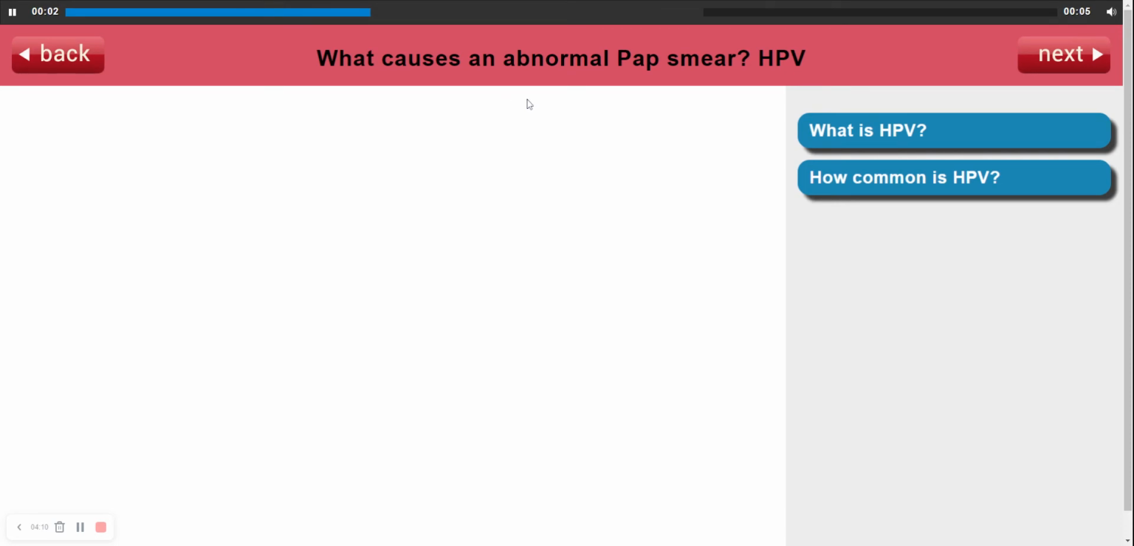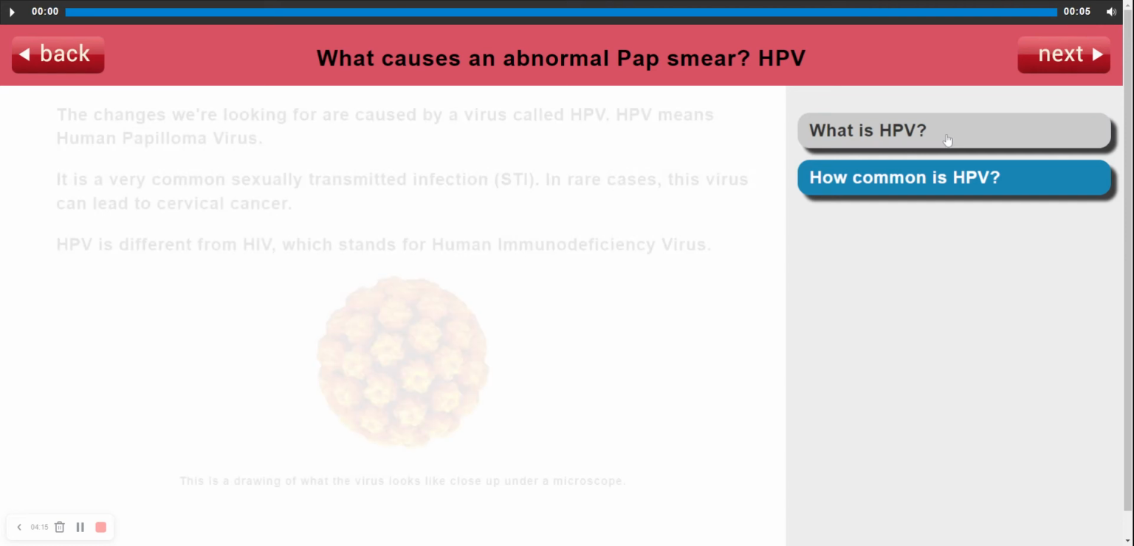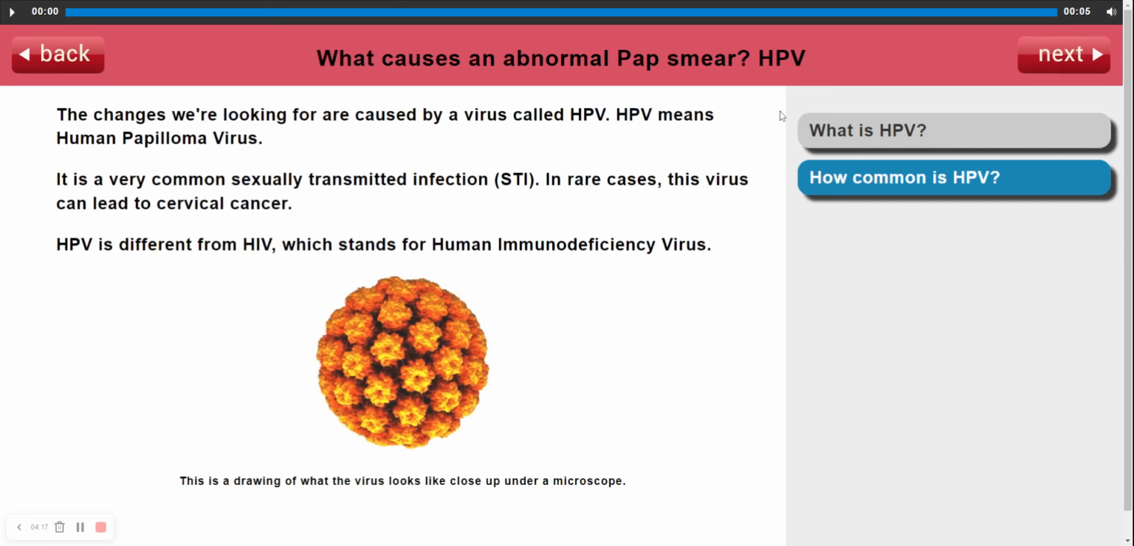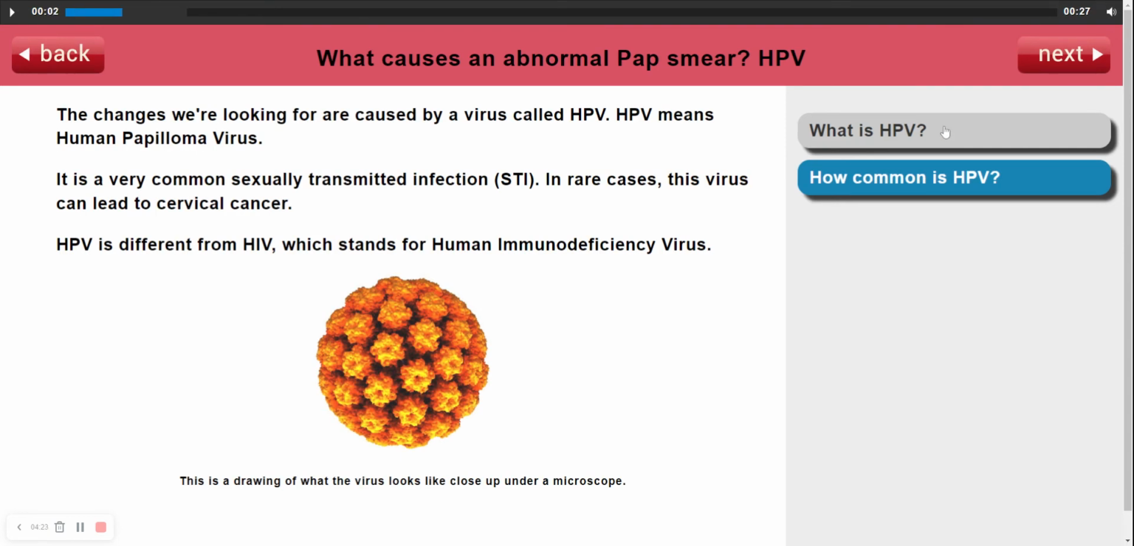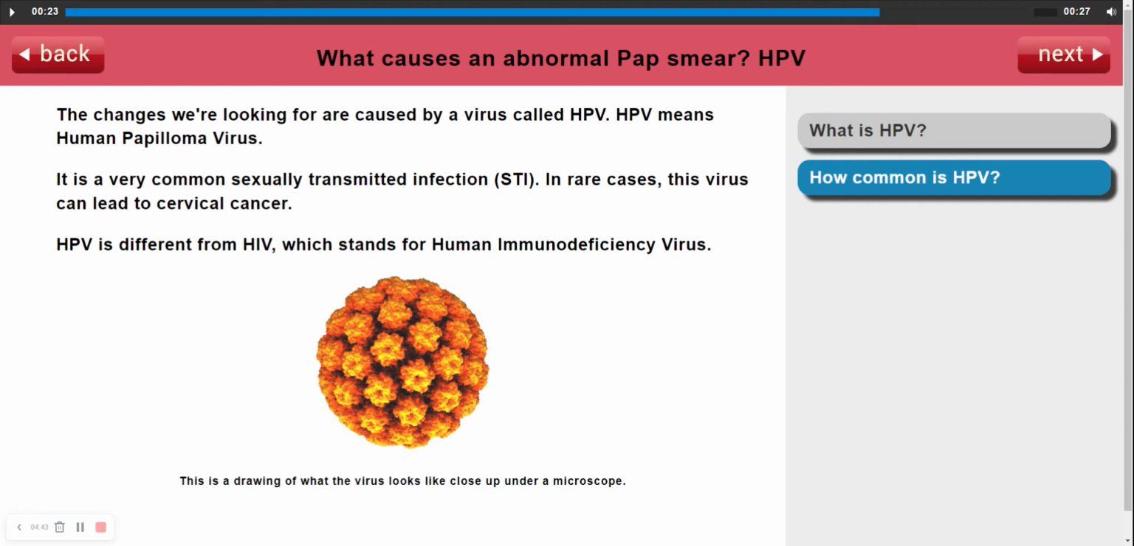What causes an abnormal pap smear? HPV. What is HPV? HPV stands for human papillomavirus. HPV is a very common sexually transmitted infection, or STI. In rare cases, this virus can lead to cervical cancer. HPV is different from HIV, which stands for human immunodeficiency virus. This is a drawing of what the virus looks like close up under a microscope.